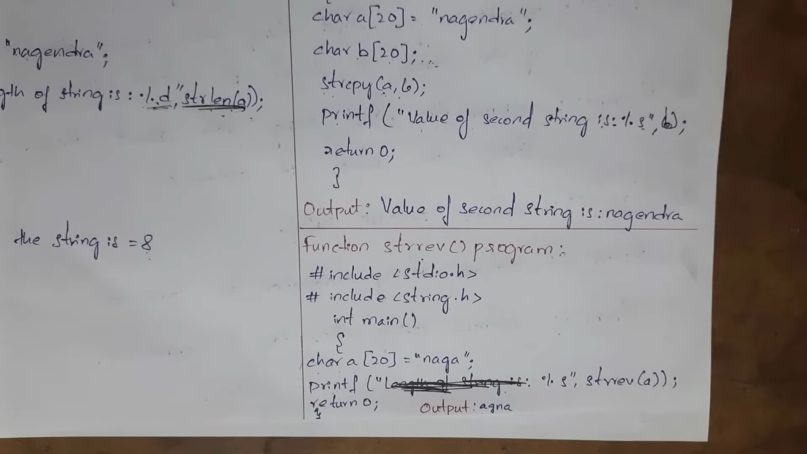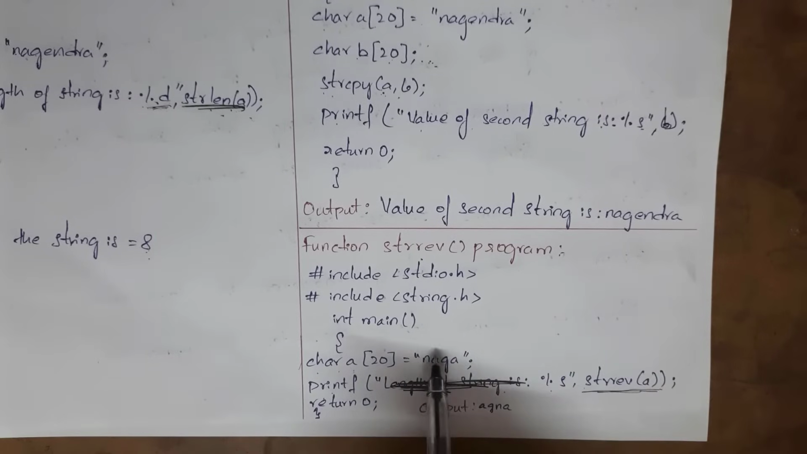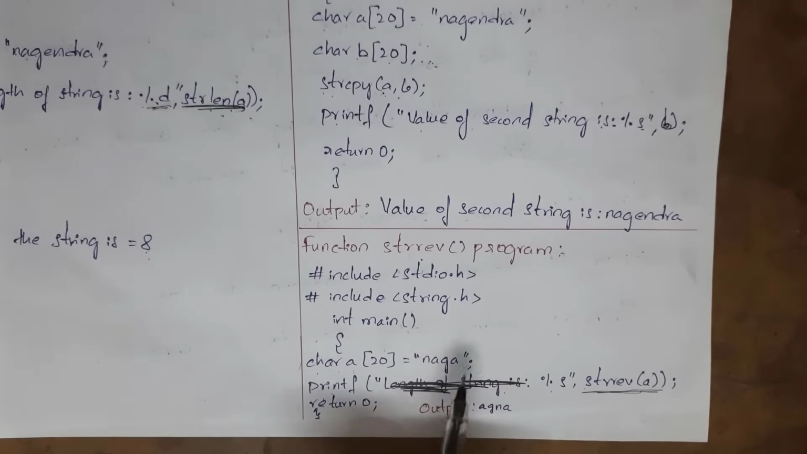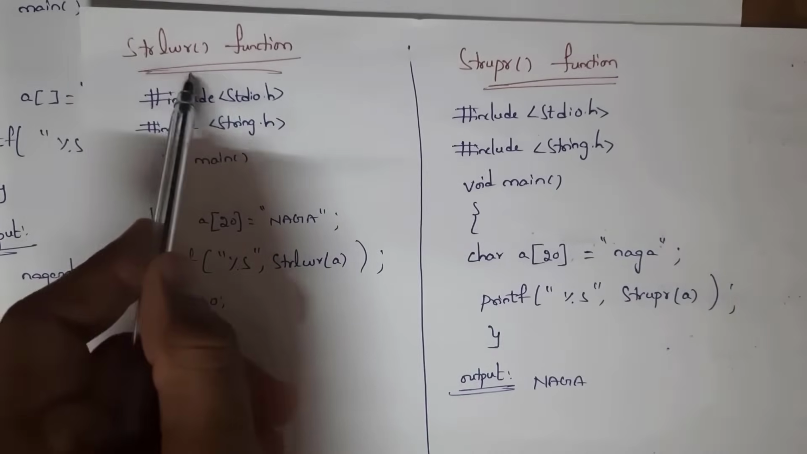One is strrev function. Strrev stands for string reverse. For example, if you want to convert string in reverse manner, then you need to use strrev function. This is example. Here I written character A of 20 equal to Naga, and here I written printf %s strrev of A. Now by writing this strrev of A, the string is converted in reverse manner. I will get output from last to first. So now I will get output as AGAN. This is output.